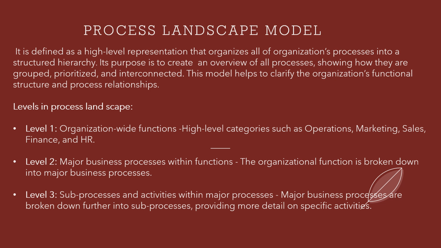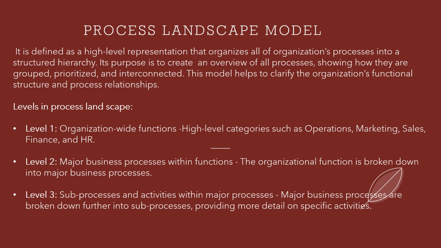Its purpose is to create an overview of all processes, showing how they are grouped, prioritized, and interconnected. This model helps to clarify the organization's functional structure and process relationships. The levels in a process landscape are: Level 1, organization-wide functions. These are high-level categories such as operations, marketing, sales, finance, and HR.